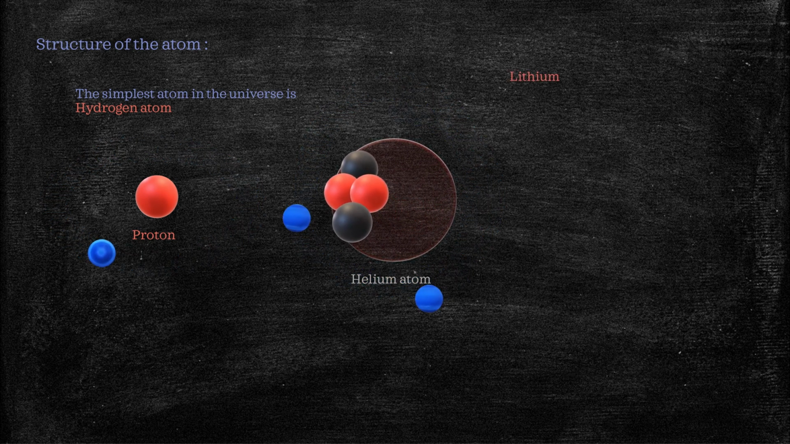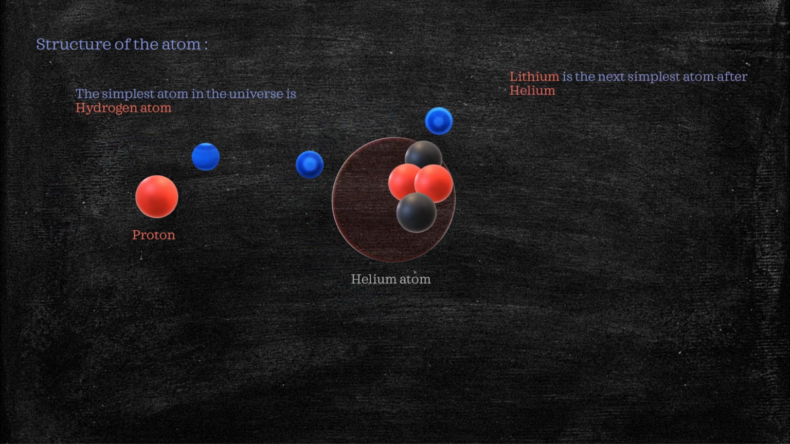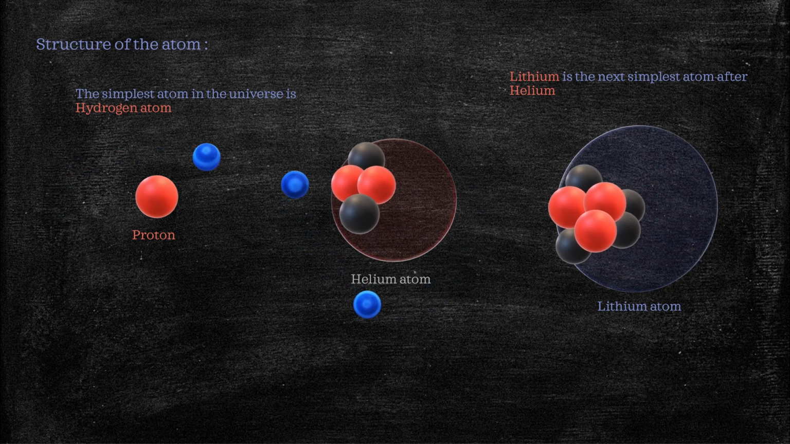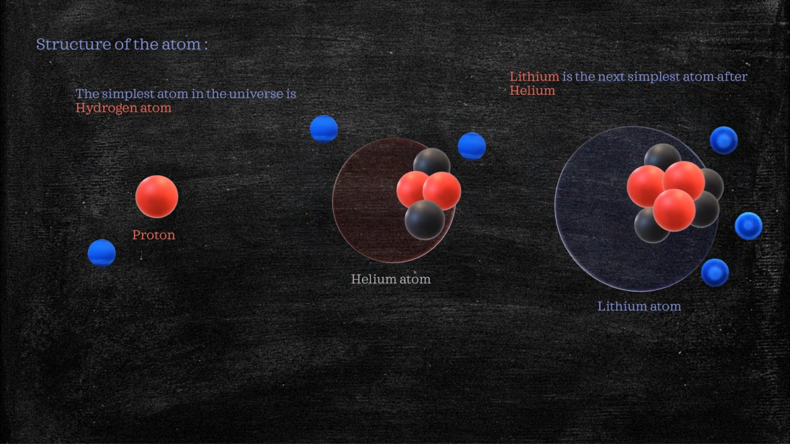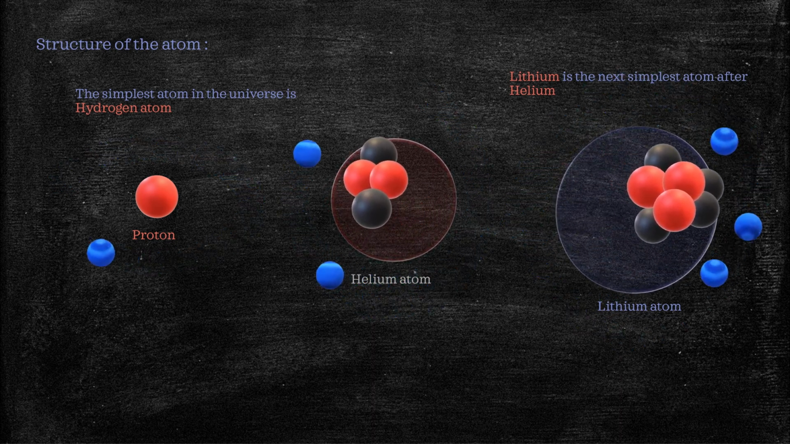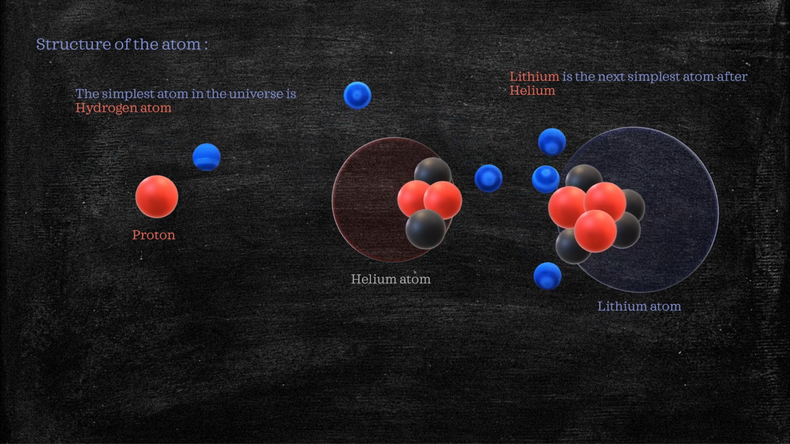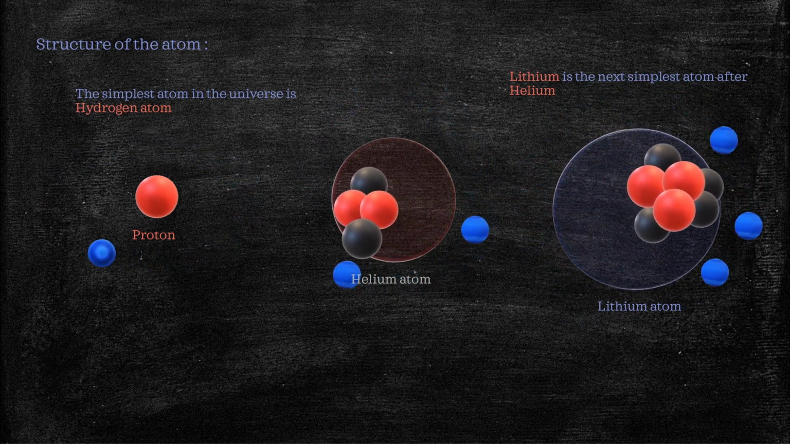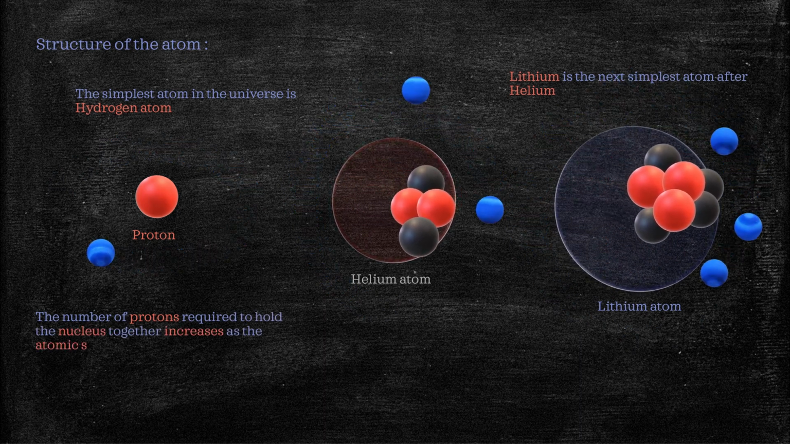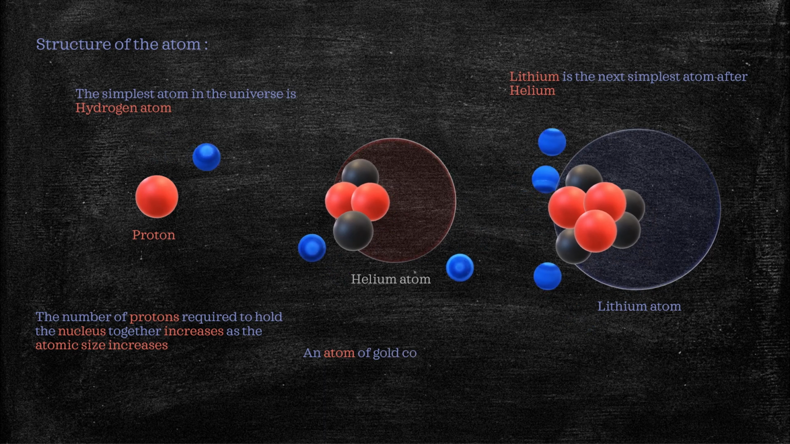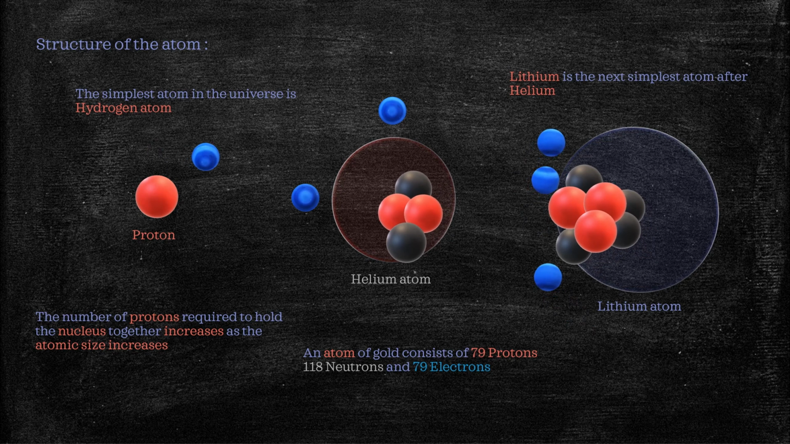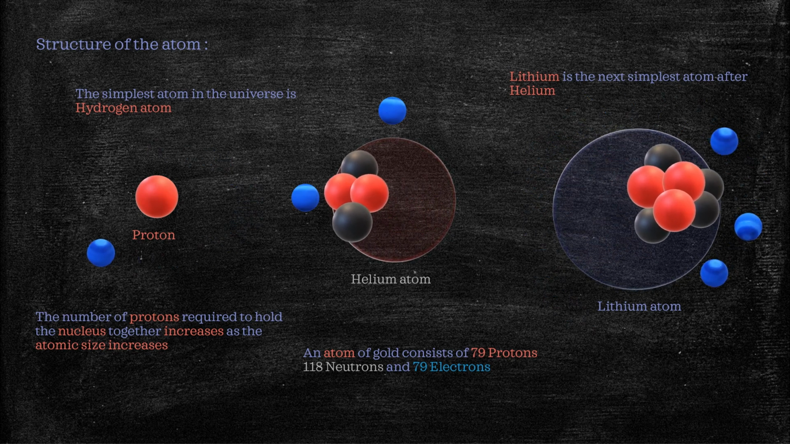Lithium is the third simplest atom after helium. A lithium atom has 3 protons, 4 neutrons, and 3 electrons. The subatomic arrangement of larger atoms gets more complicated with the addition of more protons and electrons. The number of protons required to hold the nucleus together increases as the atomic size increases. For instance, an atom of gold consists of 79 protons, 118 neutrons, and 79 electrons.